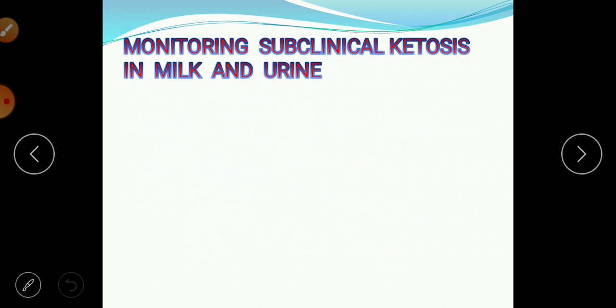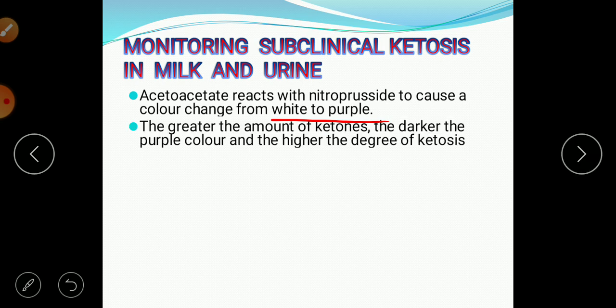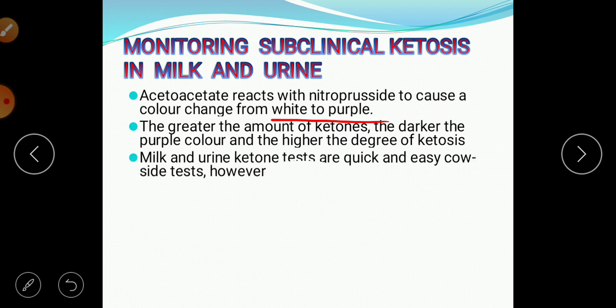Monitoring subclinical ketosis in milk and urine: acetoacetate reacts with nitroprusside to cause a color change from white to purple. The greater the amount of ketone, the darker the purple color and the higher the degree of ketosis. So this is nothing but the test. Milk and urine ketone tests are quick and easy cow side tests.